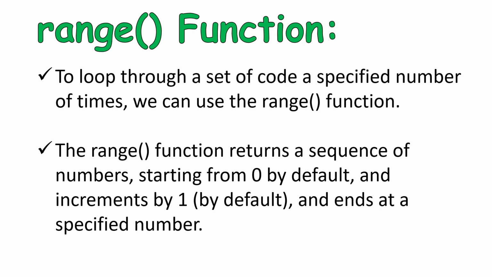You have seen this range function we are using in the for loop. To loop through a set of code a specified number of times, we can use the range function. The range function returns a sequence of numbers, starting from 0 by default, and increments by 1 by default, and ends at a specified number.